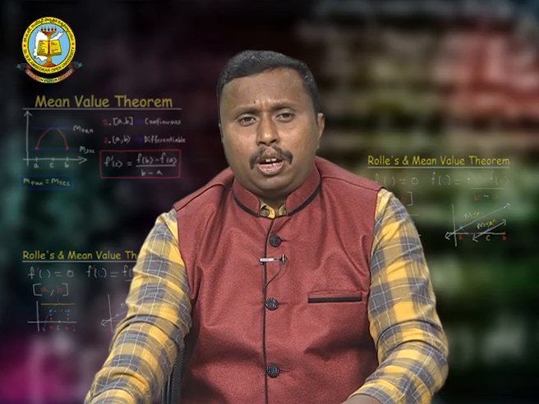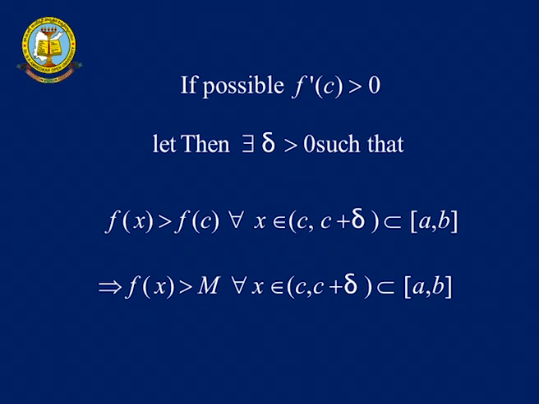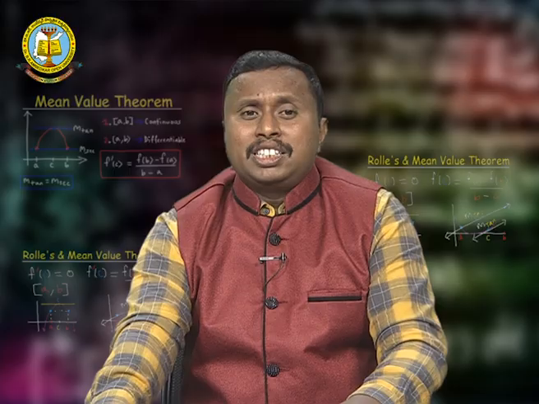Now let us see, if possible I am taking f dash of c greater than 0. So then there exists some delta greater than 0 such that f of x is greater than f of c for all x belongs to (c, c plus delta), which is a subset of the closed interval [a, b]. But we know that f of c equal to M, so f of x is greater than M for all x belongs to (c, c plus delta) subset of [a, b]. Now this is a contradiction.